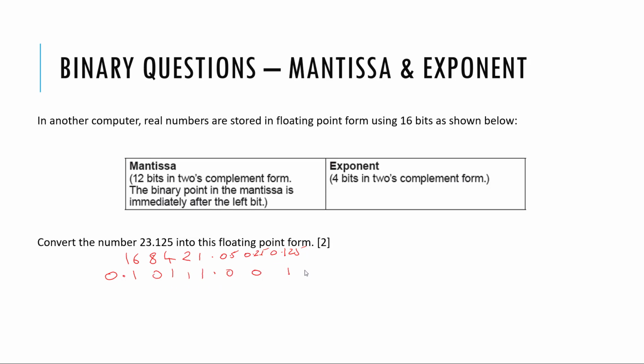9 there. I need 12 bits. 9, 10, 11, 12. Pad on the right. How many decimal points? 1, 2, 3, 4, 5. Yeah, 5. I've got 4 bits to represent 5. That's 0, 1, 0, 1. Okay, and that's it. Done.